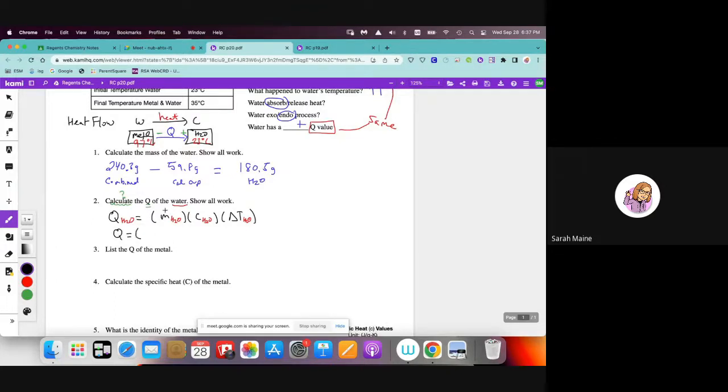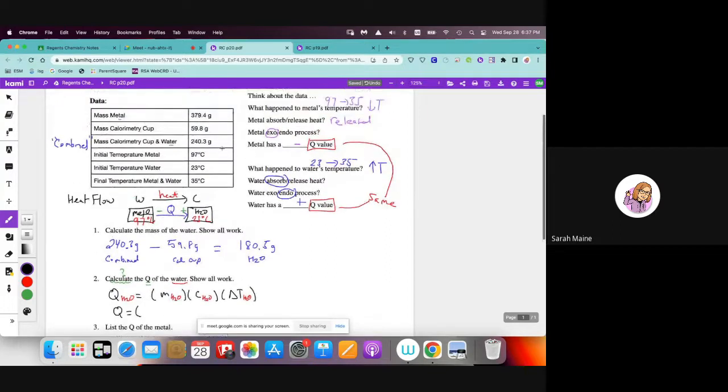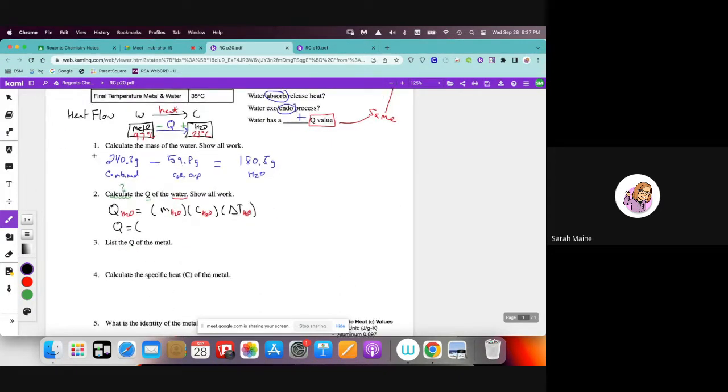So now I need to know the mass of the water. When you look at the data table, there's no line that specifically says mass of water. That's why we did calculation number 1. So this is the mass of the water that we use. We're going to put in 180.5 grams. This is water, specific heat. You find that on Table B of your reference tables. The specific heat value for water is 4.18 joules per gram degree Celsius.